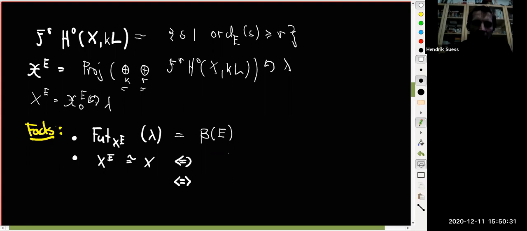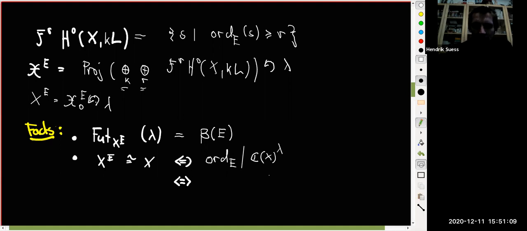Okay, and now we have to understand when do we get the product test configuration? So when is the special fiber actually isomorphic to the variety we started with? And it turns out this is exactly the case if we take the valuation corresponding to our prime divisor, and if we restrict this to the field of invariant functions, invariant under our C star action.